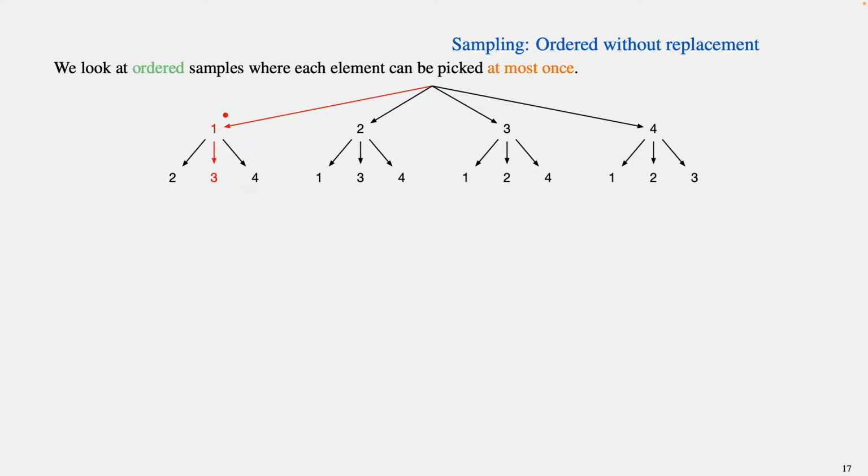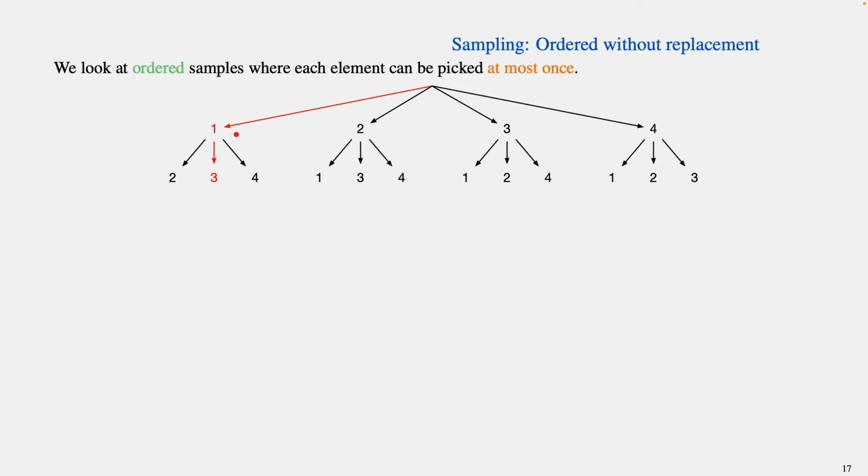So let's go through the different possibilities of the samplings. First, I look at ordered samples where each element can be picked at most once. So once we take an element out, we cannot choose it again. Here I have 4 elements and I pick 2 of them.